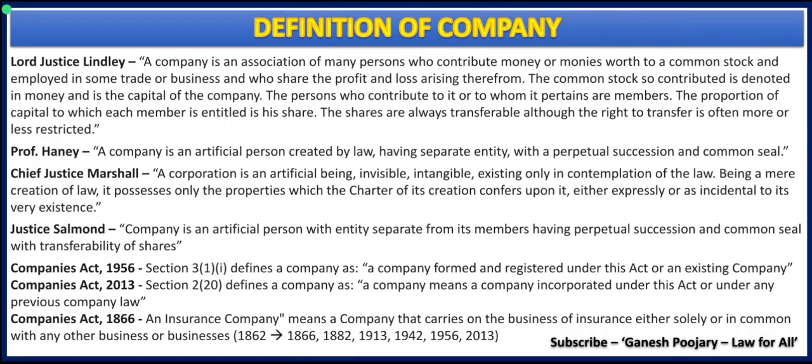The third definition is from Chief Justice Marshall, who says, and I quote, "A corporation is an artificial being, invisible, intangible, existing only in contemplation of the law. Being a mere creation of law, it possesses only the properties which the charter of its creation confers upon it, either expressly or as incidental to its very existence." I think not much explanation is required, as we have already discussed artificial person, invisibility, which means you can't see a company, or intangible, which means one can't touch any company, the existence of the company in the eyes of law, creation by law, etc.